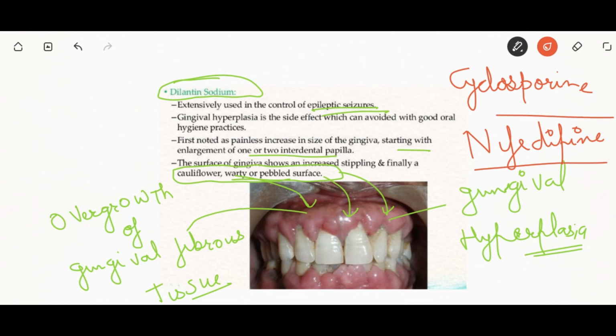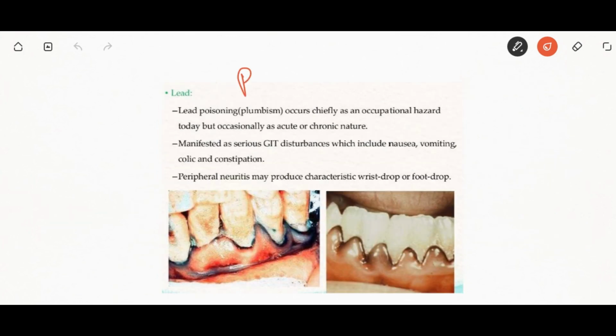Another drug is nifedipine. It is a calcium channel blocker used in cardiovascular diseases. The calcium channel blocker interferes with the production of collagenase through altered calcium influx into the fibroblast. So what you will see is gingival enlargement 1 to 3 months after taking this drug. The gingiva will be firm, nodular, and the clinical appearance is similar to that seen in Dilantin and cyclosporine.